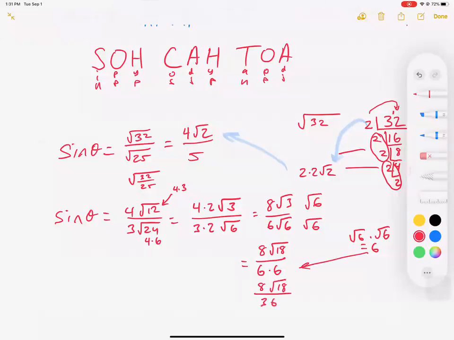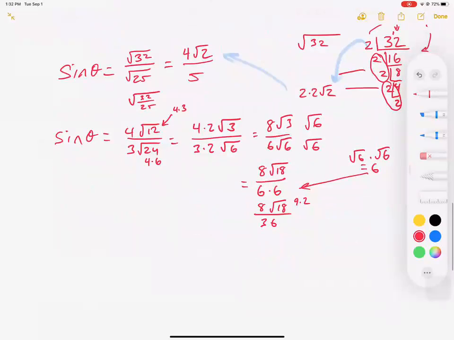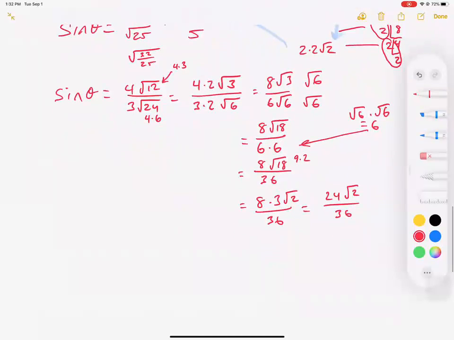But man, can I take a square root of 18? Well, if you can see, isn't this 9 times 2? So square root of 9 is 3. 8 times 3 square root of 2 over 36. 24 square root of 2 over 36. We can still simplify here. 24 and 36 reduce by 12. Divide by 12. That becomes 2 square root of 2 over 3.